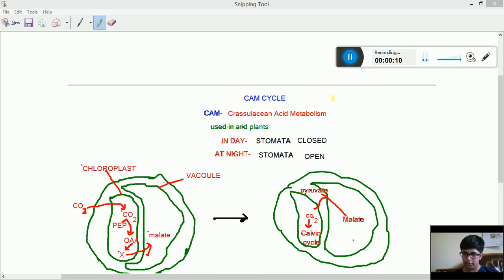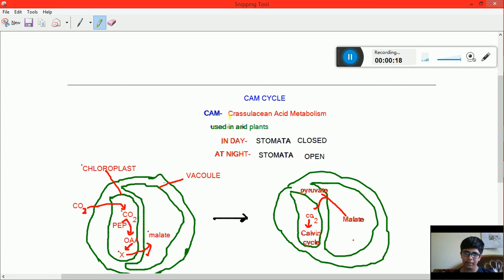Yeah, so let's begin the video. Today's video is about the CAM cycle. It is a very important cycle in plants, and its full form is Crassulacean Acid Metabolism. This cycle is one of the most important cycles for photosynthesis other than the C3 and C4 cycles.